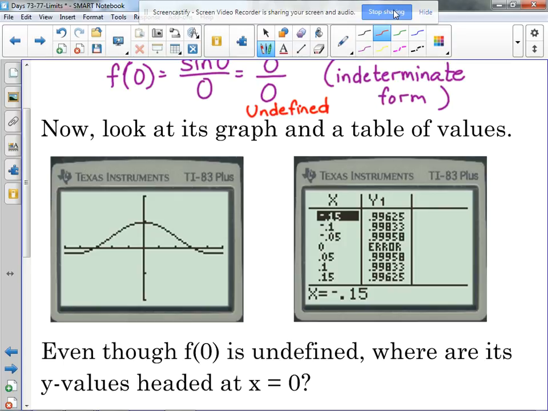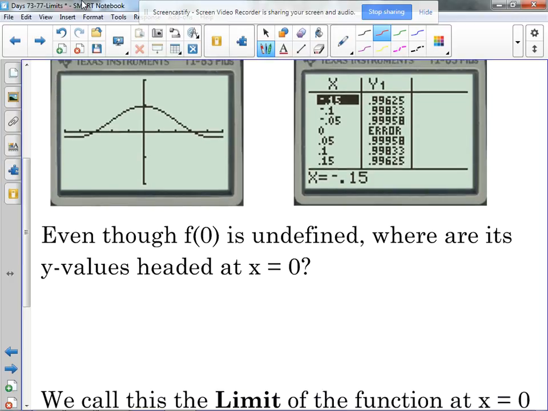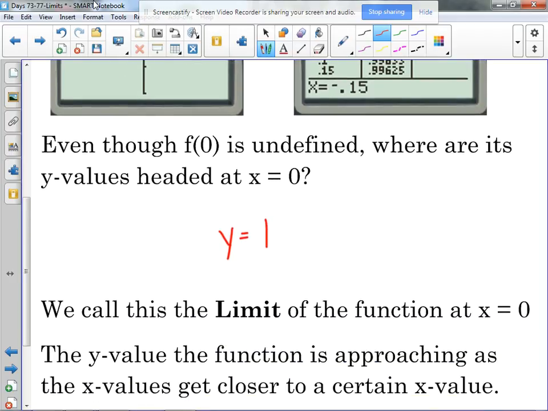1. Okay, they're getting closer. We can see it here in the graph. That's y equals 1 right here. We can see it in the table. They're getting closer and closer to 1. So y equals 1 is the answer to that question. So this is what we call the limit of the function at x equals 0. The limit of the function at x equals 0 is the y value that the function is approaching as your x values get closer to a certain x value.